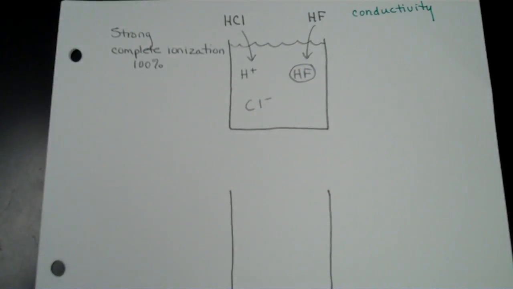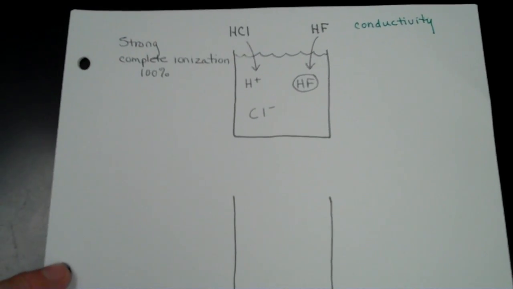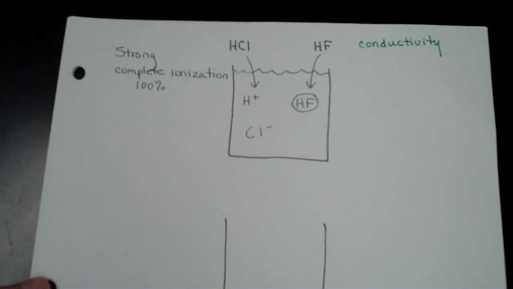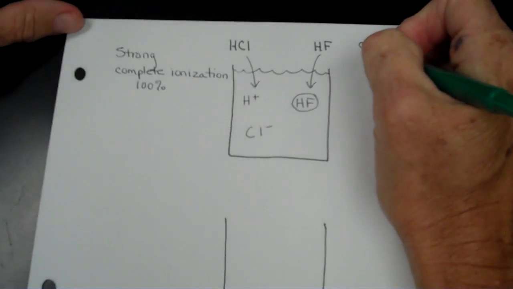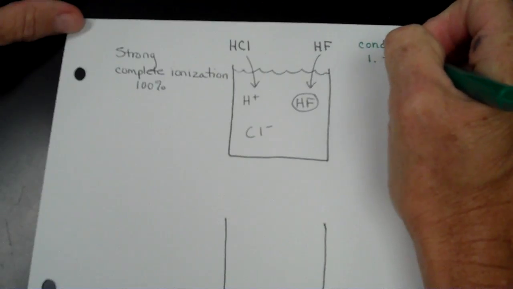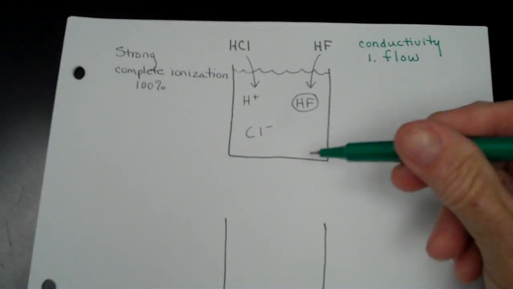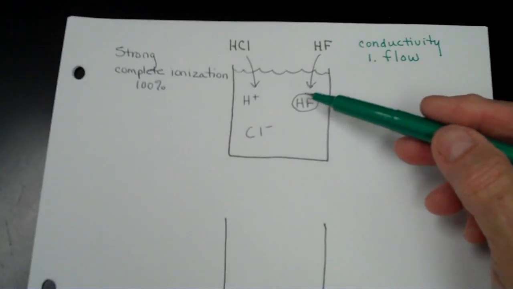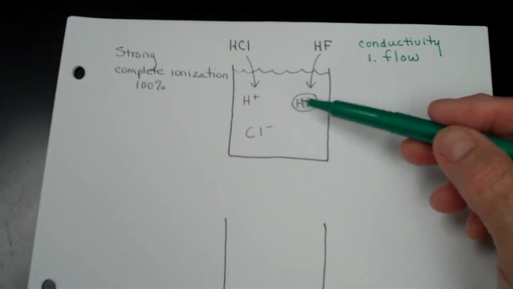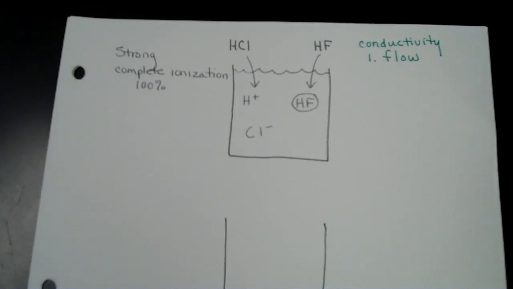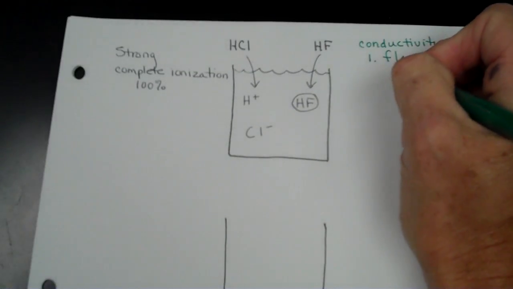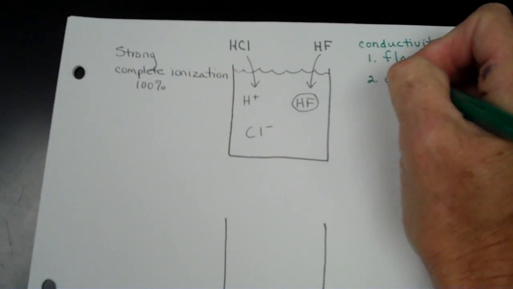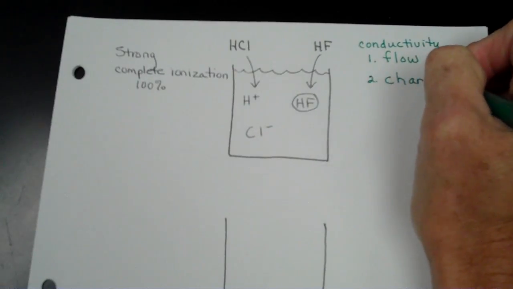If something is a good conductor, if a chemical is a good conductor, then it must meet two requirements. To be a good conductor, number one, there must be some flow. I can see flow in this picture. It's in water. When things dissolve in water, they are moving around, they are flowing easily. So there must be flow, and there must be charge. So now we see the difference.